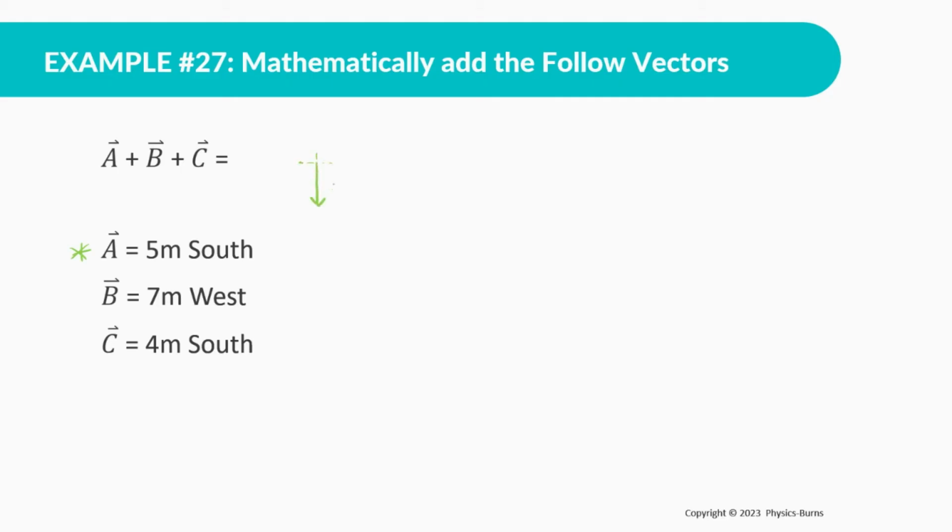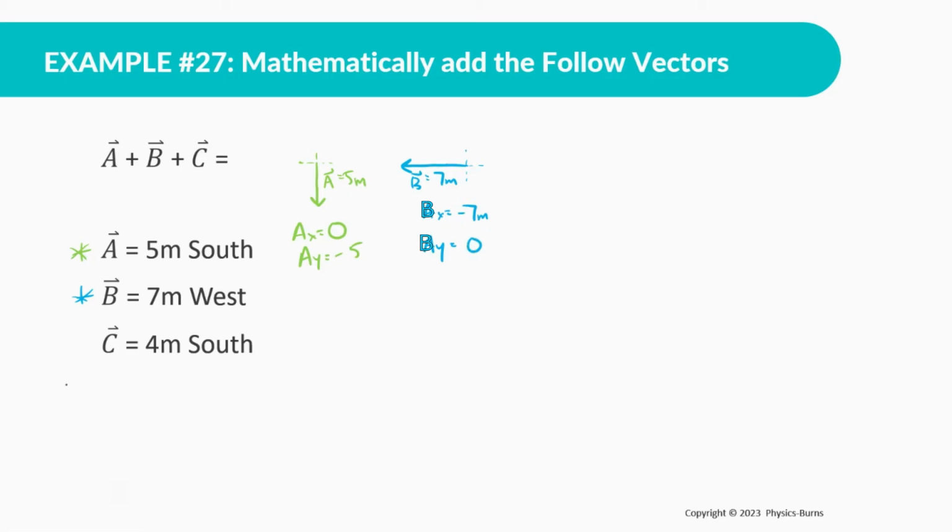Vector A is 5 meters south. So I'm going to do 5 meters. And then I'm finding what it is in the x and the y. Ax is 0 because it's not moving to the left or right at all. Ay, it's going down 5 meters, so I'm just putting negative 5. And then I'm going to find B. B is 7 meters to the west. So it's going to look something like this. And then B sub x is going to be negative 7 meters because it's going directly to the left. B sub y is not moving up and down at all, so it's just going to be 0.